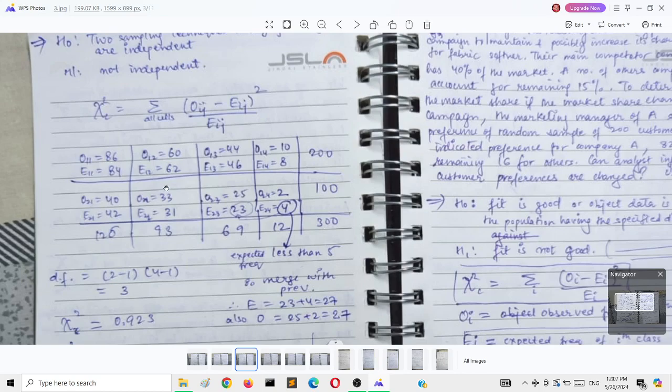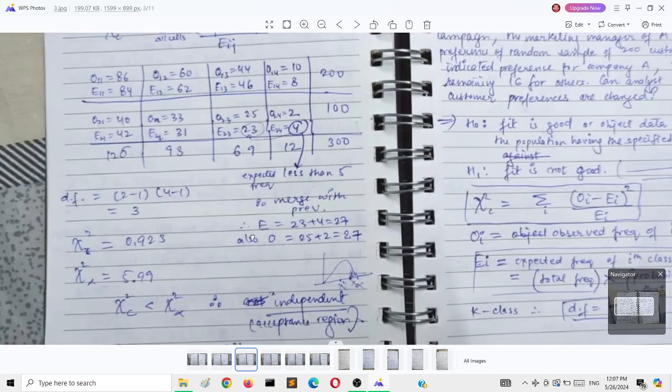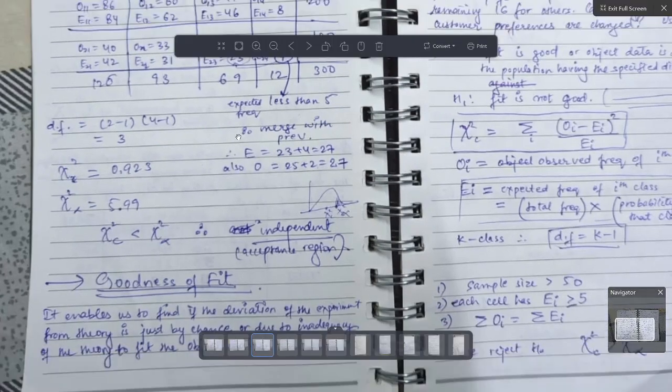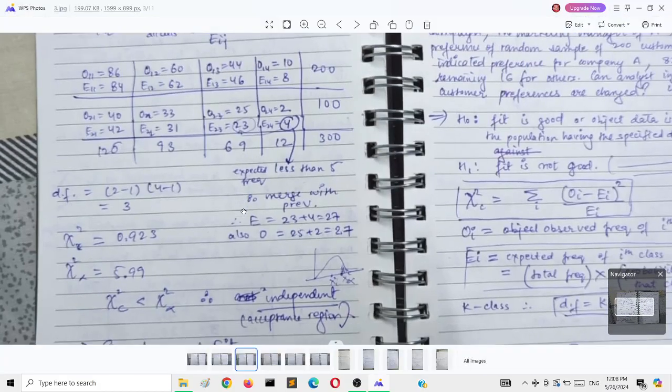How do E11 and E12 come out to be? We remember the formula still, right? We have not shown it here, but you remember what the formula was: the corresponding row total multiplied by the corresponding column total divided by the grand total. So if we calculate E11, the corresponding row total comes out to be 200, the corresponding column total comes out to be 125, and divide by the grand total, that's 300.